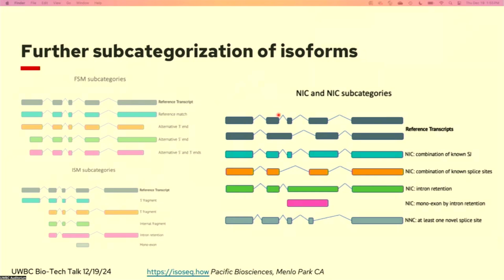The more interesting subcategories, in my opinion, are these novel in catalog and novel not in catalog subcategories. So they are a known combination of splice junctions, splice sites. Again, the difference here is this teal transcript combines junctions from both known references. Combination of known splice sites, sorry. Then intron retention, where we just retain part of an intron that should have been spliced out, or a novel splice site. So this was our starting point for the swine data.